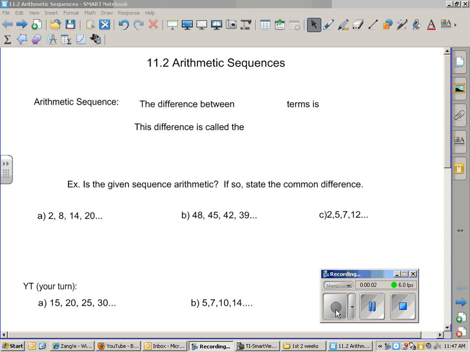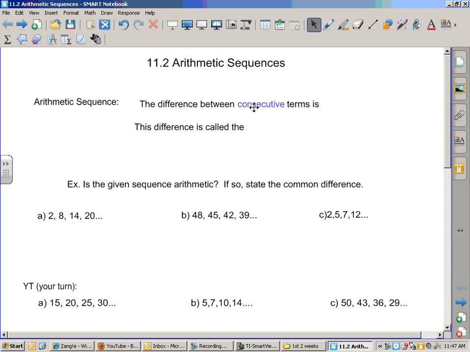Okay, section 11.2, arithmetic sequences. First, we're going to define it. When do we have an arithmetic sequence? We have an arithmetic sequence when the difference between consecutive terms is constant. So consecutive terms, meaning two numbers in a row, and constant, meaning it's the same.